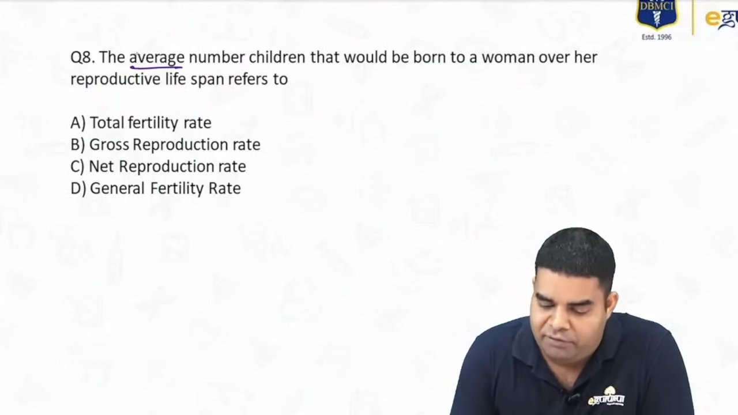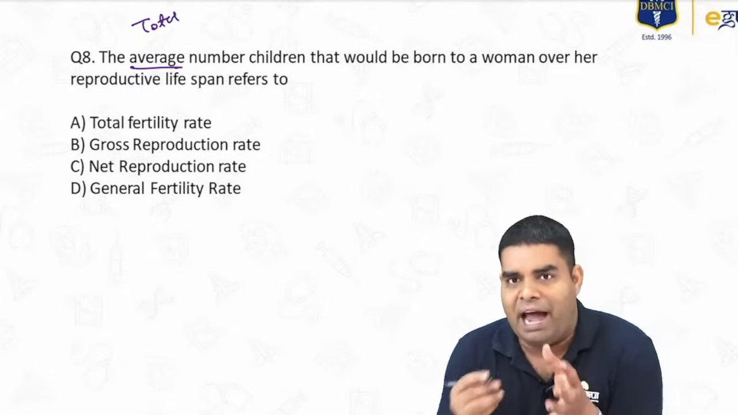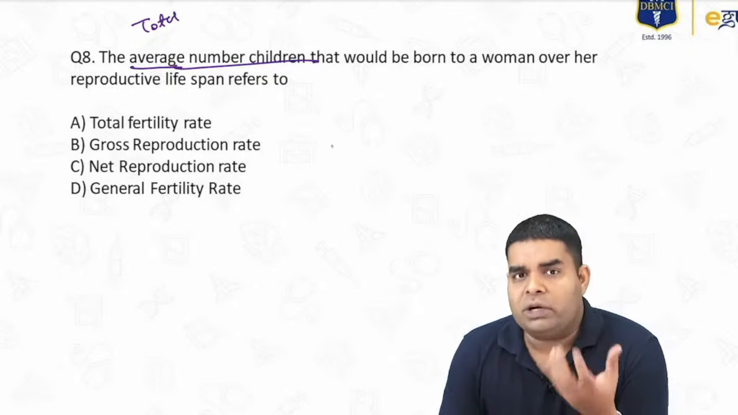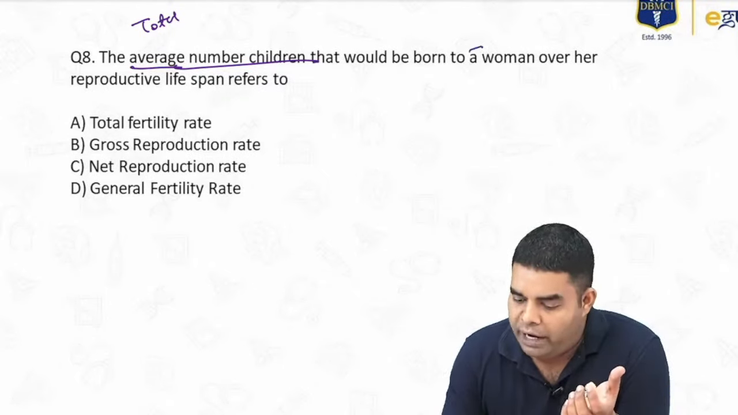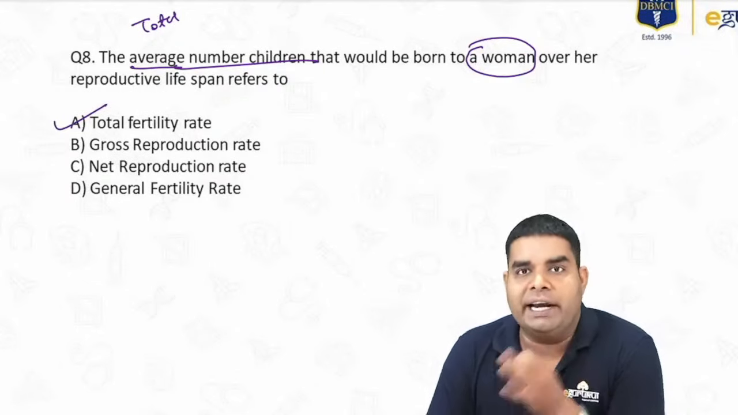The average number of children that would be born to a woman over her reproductive lifespan. So they have used the word average. Average also means total. What does average mean here? Average number of children means how many total children are produced per female. So they are asking born to a woman. So the answer is undoubtedly total fertility rate.